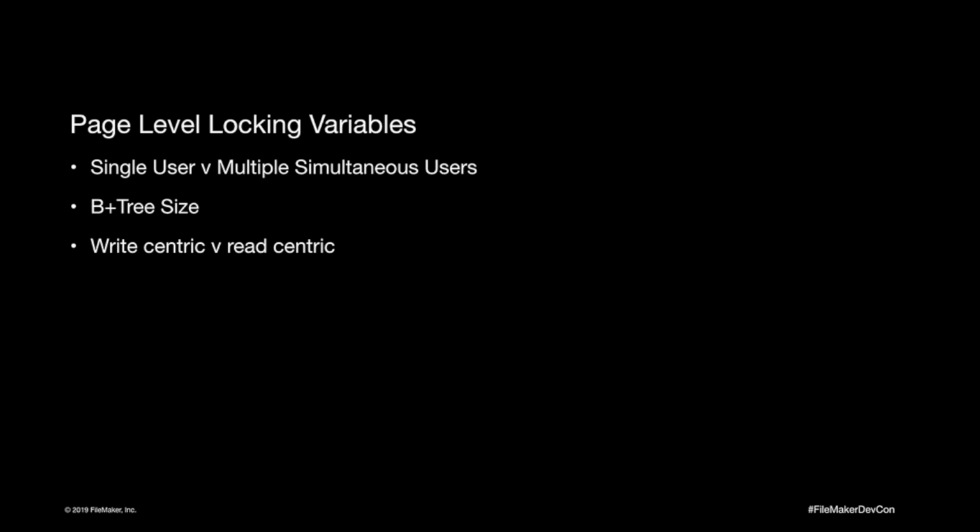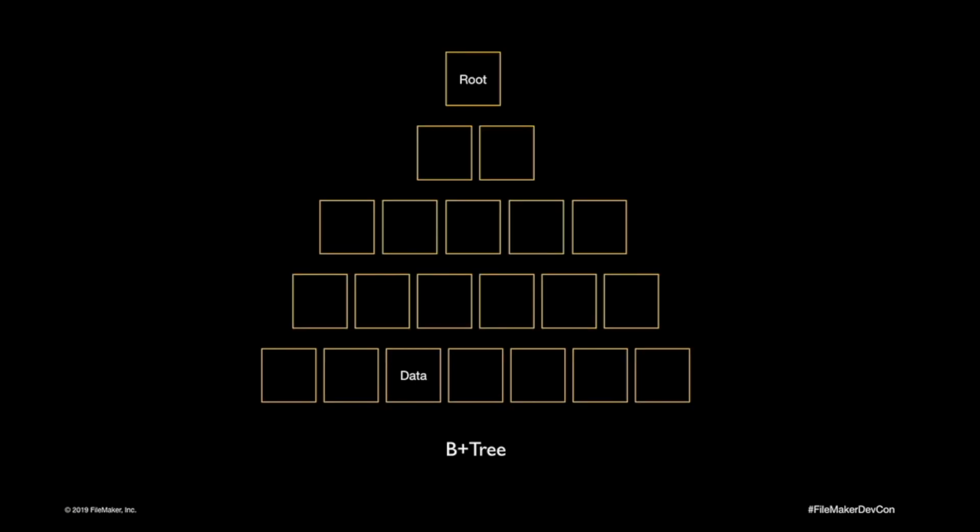And in general, these are the variables that you want to consider for performance. So we'll start with the single user versus a multiple simultaneous user environment, okay? And to help demonstrate this, let me take you back to that B tree that Murali introduced us to, okay?